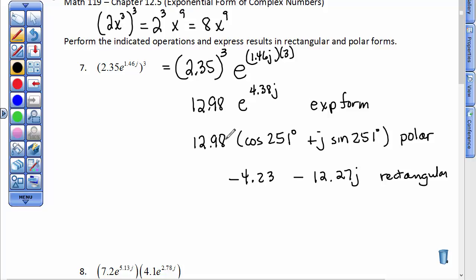My answers have just been added to the screen. So the 4.31 radians converted to 251 degrees. So here is my answer in polar form. Then when I took 12.98 times the cosine of 251, I got the real part of the rectangular form. And then 12.98 times the sine of 251, and I got the imaginary part of the complex number in rectangular form. So we performed the indicated operations and we expressed our results in rectangular and polar form.